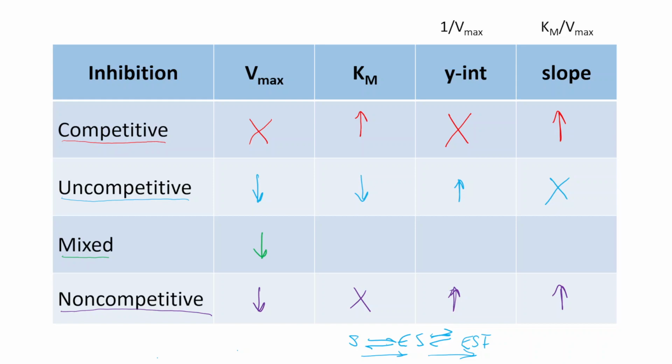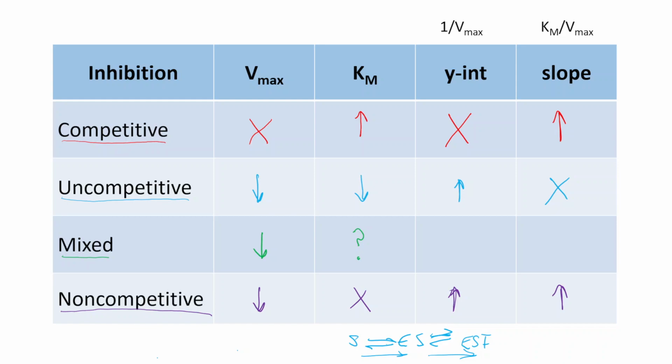What about our Km? We have competitive going up, uncompetitive going down, and we don't know which one is contributing more. It depends on the exact reaction, the exact inhibition we're talking about. So in this case for mixed, it depends. Depending on the reaction and the inhibitor, sometimes Km will go up, sometimes Km will go down, sometimes Km won't change. Mixed is more general, like we were saying.